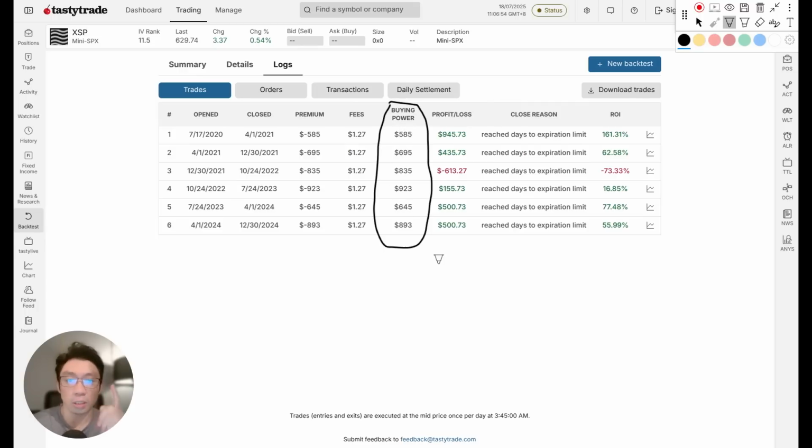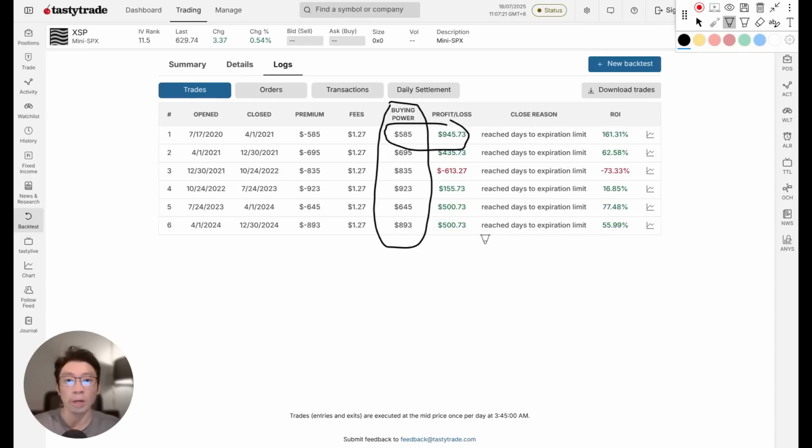Now here's what's the most important thing to understand. Whenever you have a profit, after you roll it, you're usually going to use lesser of the total amount. So let's say, for example, the very first trade you put on is $585. You made $945 for that. So your total that you get, including the capital you put in, is going to be $945 plus $585. So roughly it's going to be about $1,600.